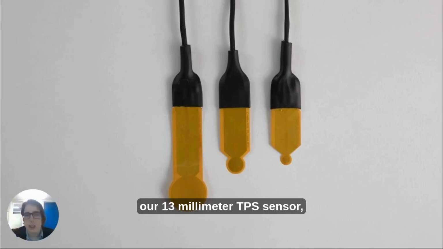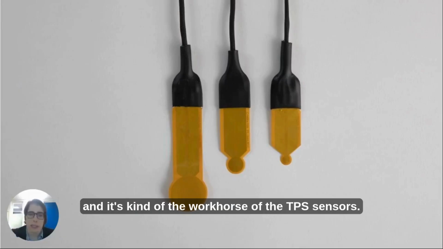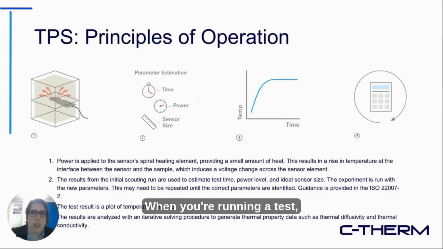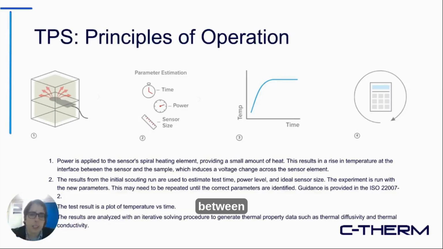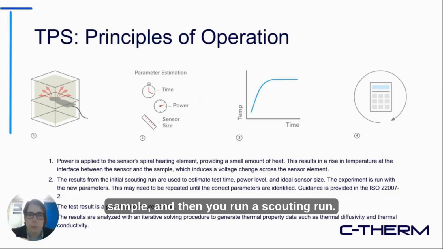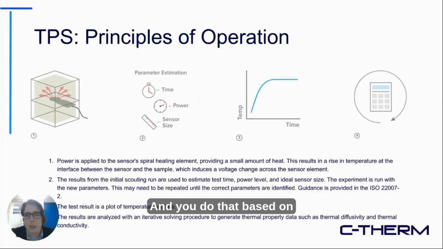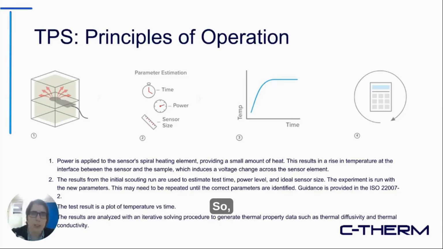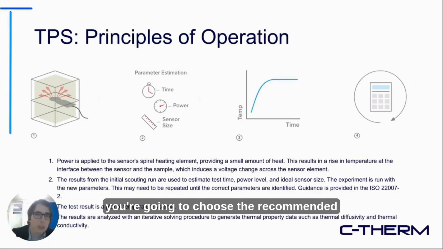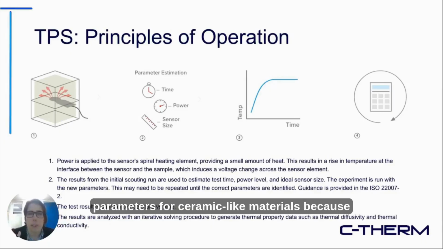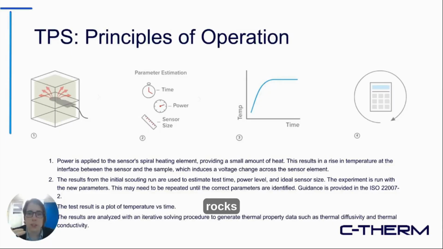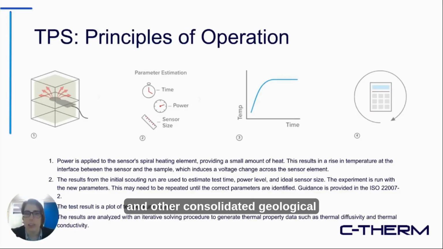The sensor in between it is our 13 millimeter TPS sensor, and it's the workhorse of the TPS sensors. When you're running a test, all three of the sensor sizes operate on the same principle of operation. You sandwich the sensor in between two identical pieces of your sample. And then you run a scouting run, and you do that based on some predefined power and time parameters based on what your material is most like. So for most consolidated geological samples, you're going to choose recommended time parameters for ceramic-like materials because those are the most thermally similar to rocks and other consolidated geological samples.